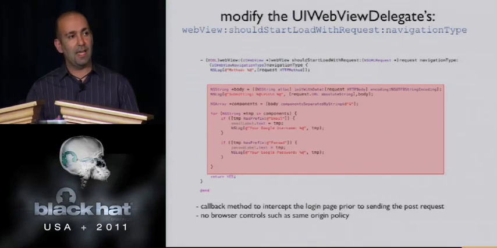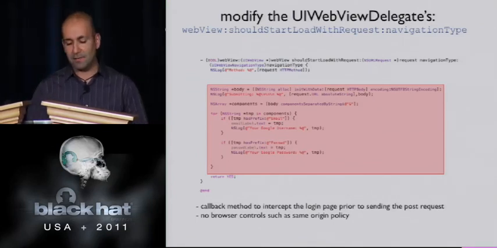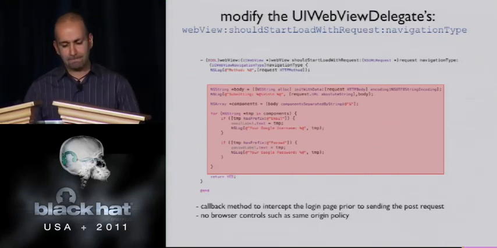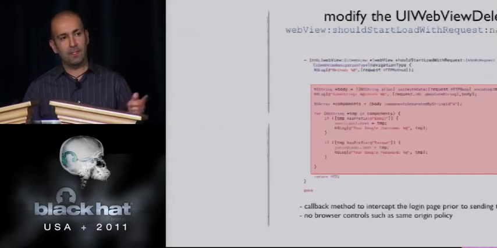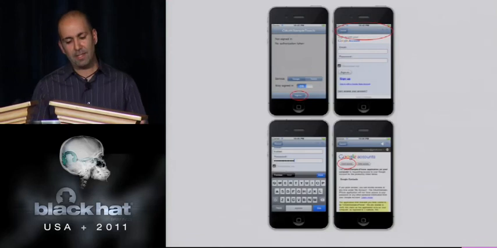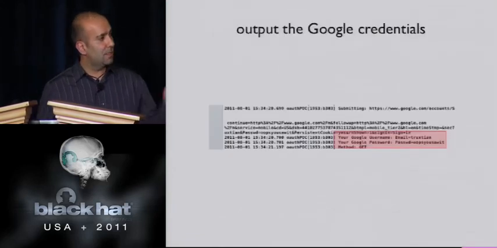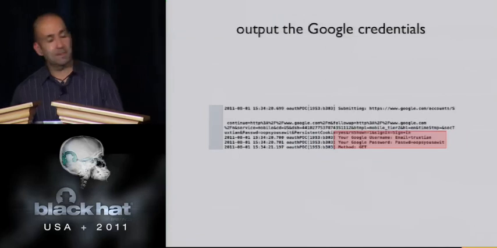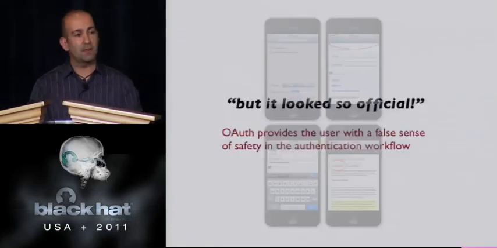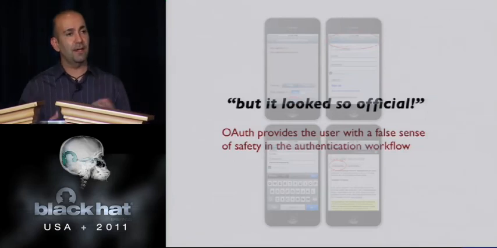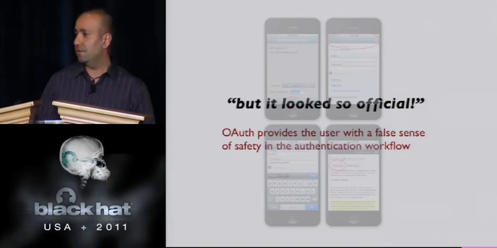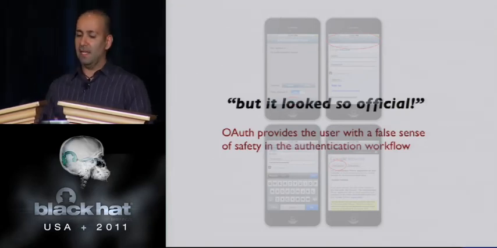So this is a native app, and we're not confined within the context of a browser, so we don't have to worry about same origin policy and things like that. And while we're doing this, the user is going through a typical OAuth flow on their mobile device, not knowing that in the background, we're grabbing their credentials. Here, we just log it, but you can easily send it to a backend web server. So the problem is that OAuth provides the user with a false sense of security around this entire authentication authorization workflow because everything looks legitimate, everything looks as if you were doing this within a trusted context.